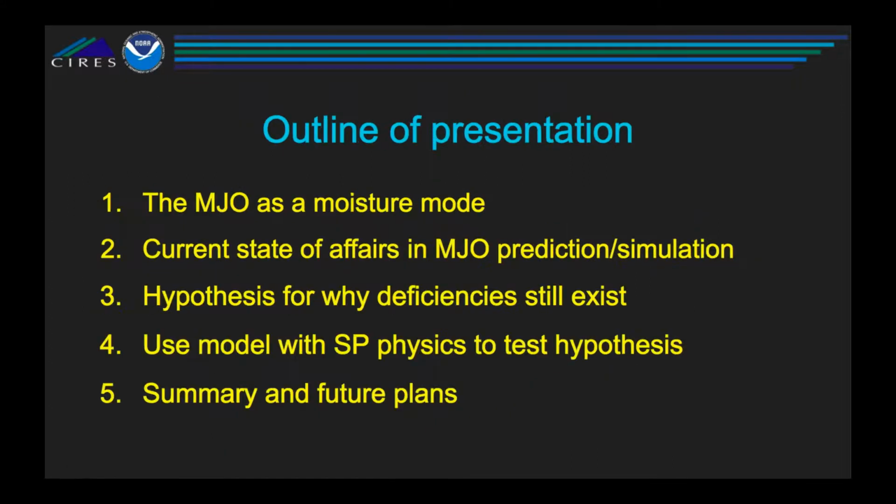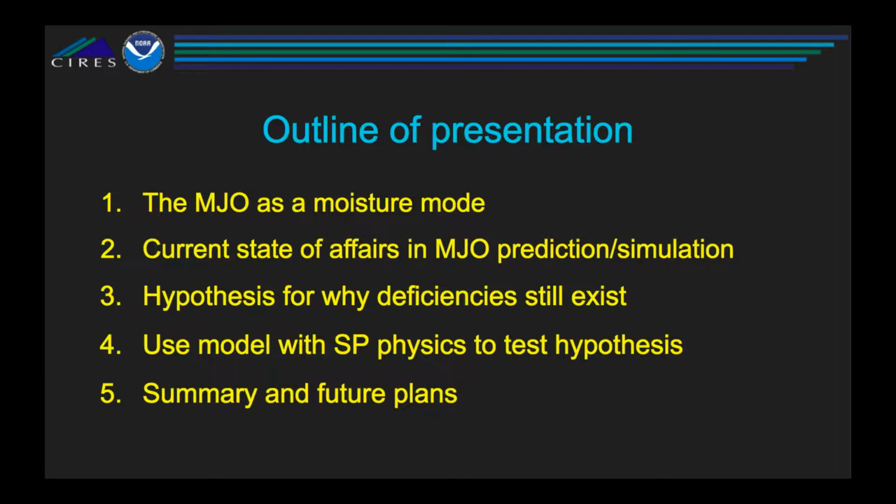It's working now. So the ultimate goal of this work is to provide insight for model developers on which aspects of model physics should be looked at, improved, refined for improving MJO prediction and simulation in current weather and climate models, and I'm particularly interested in improving the representation, simulation, and prediction of the MJO in the NOAA Unified Forecast System.